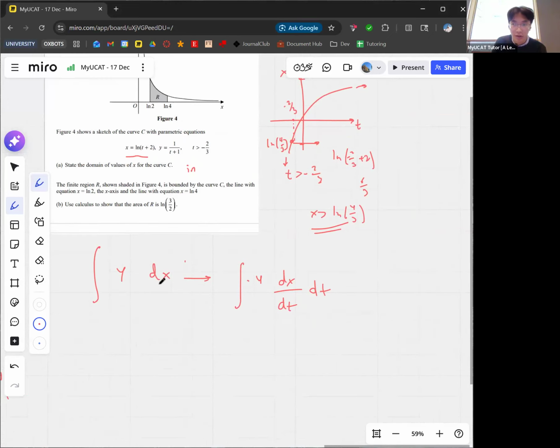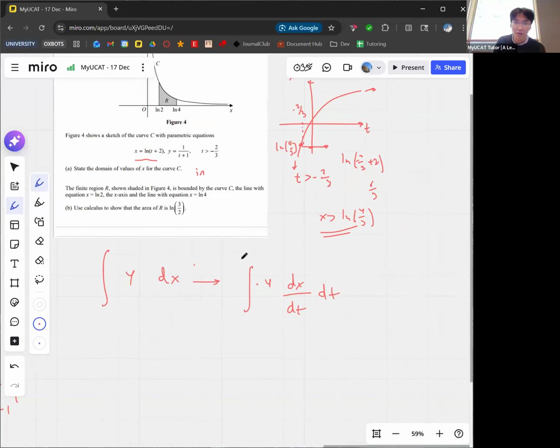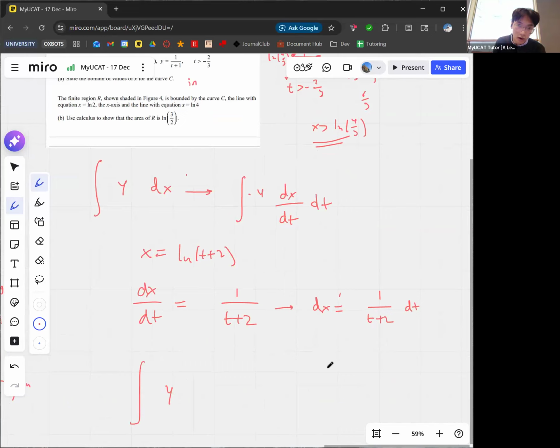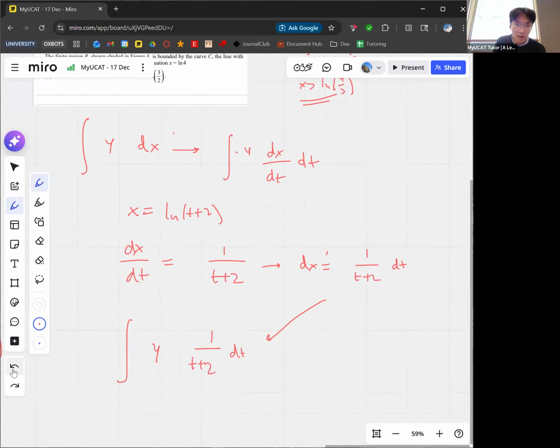Mathematically, you're basically converting dx into dt, and you're converting the domain from x to t. This is actually just a u substitution. That's what you're doing with parametric equations. You are saying that x equals natural log of t plus 2. Therefore, dx over dt is equal to 1 over t plus 2, right? And then you can rearrange so that dx is equal to 1 over t plus 2 dt. So you plug that back in, I get the integral of y times 1 over t plus 2 dt. And this is equal to y dx over dt dt. All right, that's what you're doing.